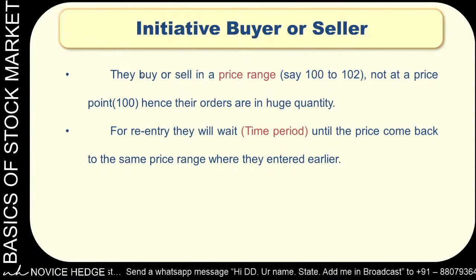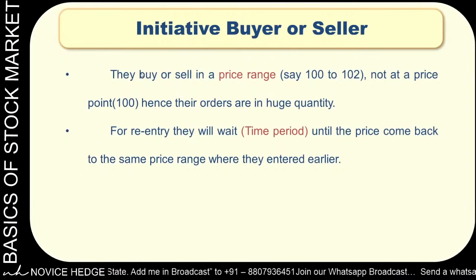Whereas in the case of institutions, they place orders in lakhs. They can buy 1 lakh shares, they can buy 10 lakh shares. Is it possible to get the entire order to be filled at 100? Definitely not. At 100 there should be 1 lakh buyers and 1 lakh sellers in order to complete that order, but that is not possible. So because of that, the institutions always place their orders in a price range.